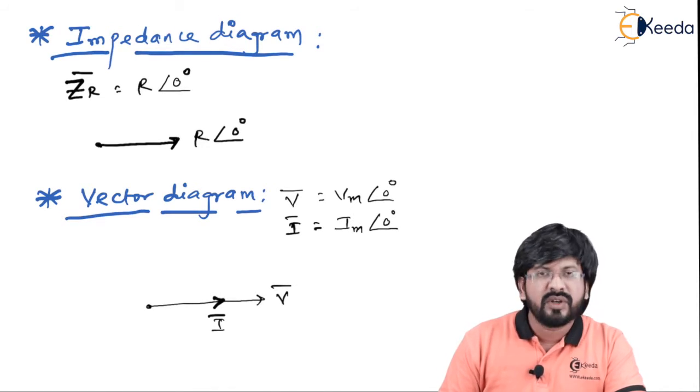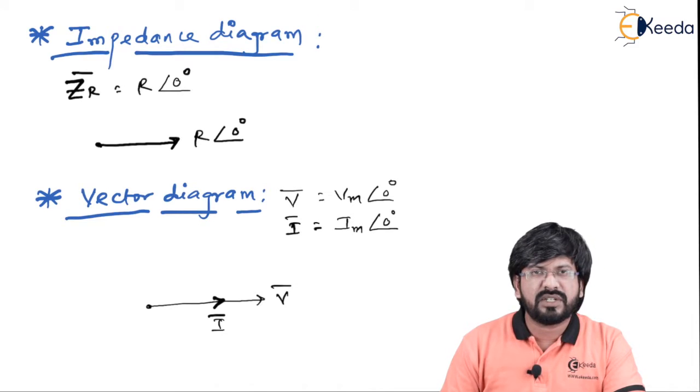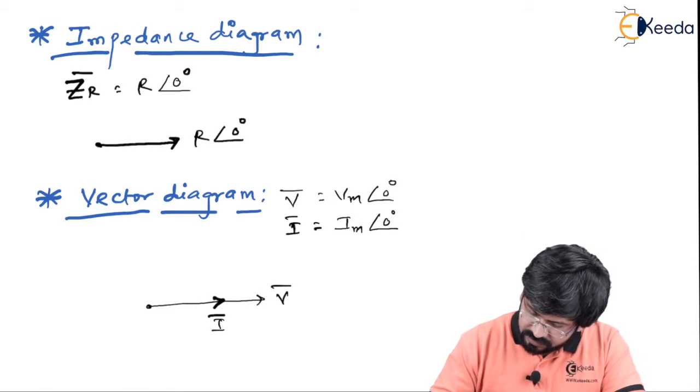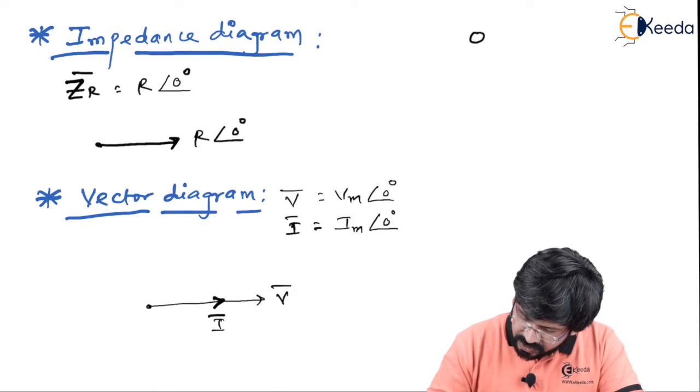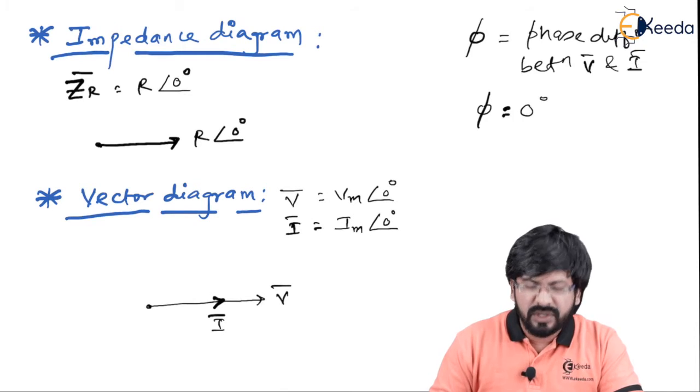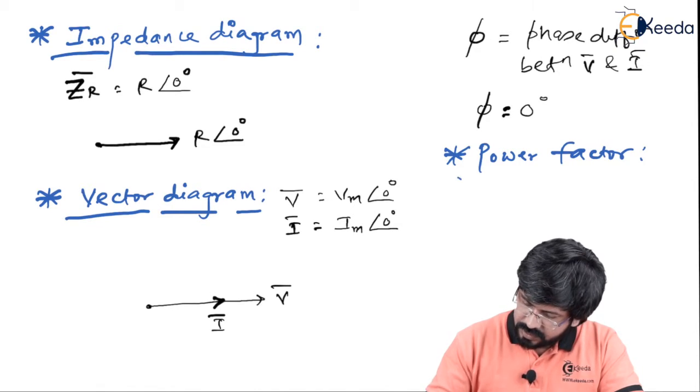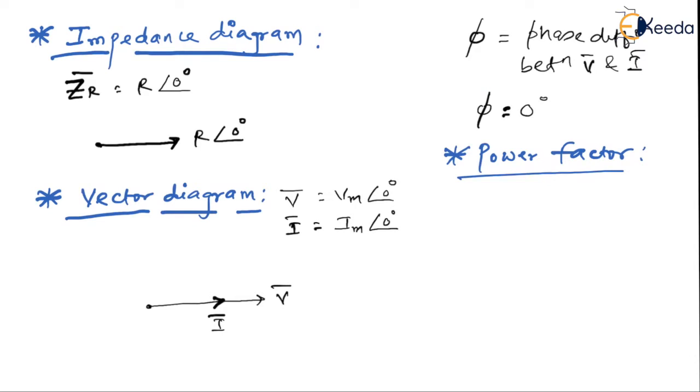So if I ask you, what is the phase difference that you get between voltage and current, what should be the answer? Since they are in the same phase, there is no phase difference. It means phase difference is equal to 0, that is, the phase difference between V and I is 0 here. Then we calculate the power factor. Power factor is given by the formula cos phi.